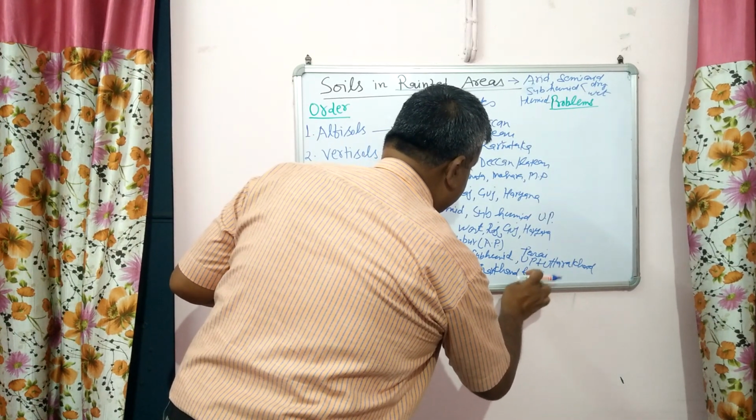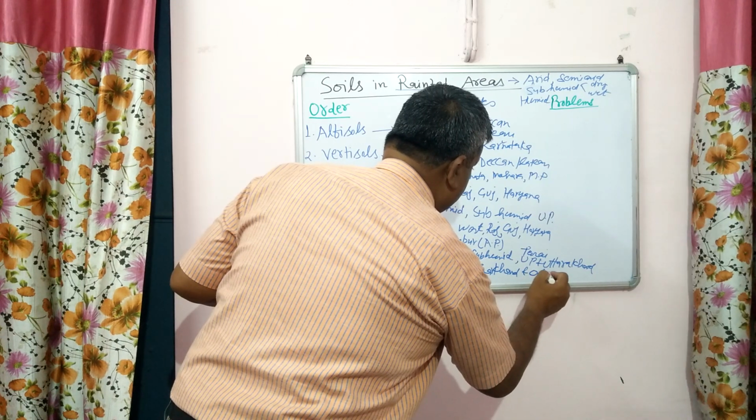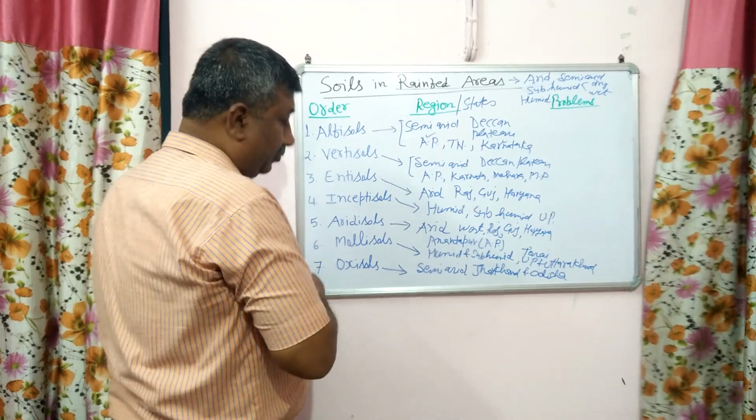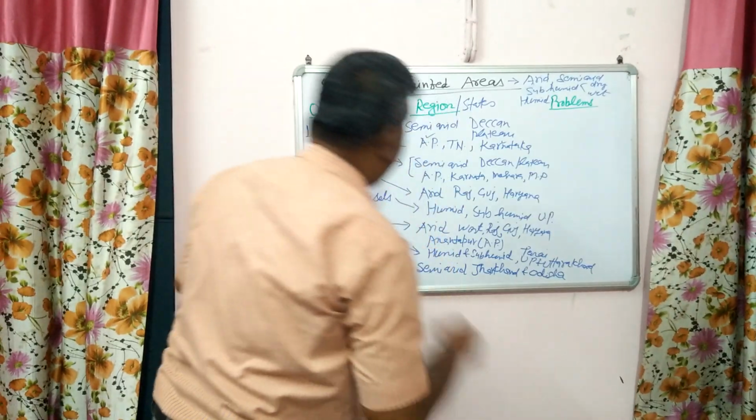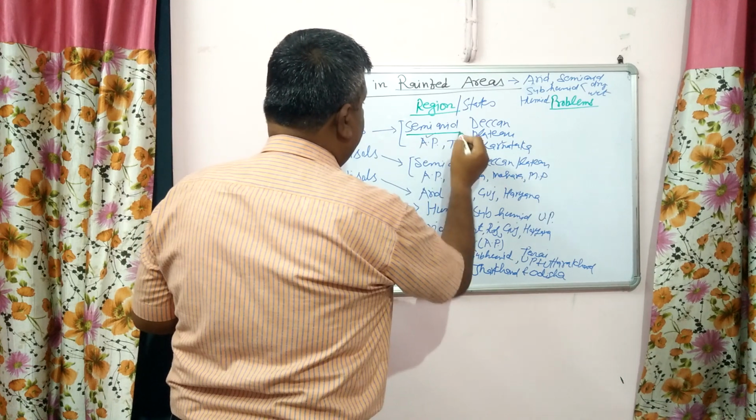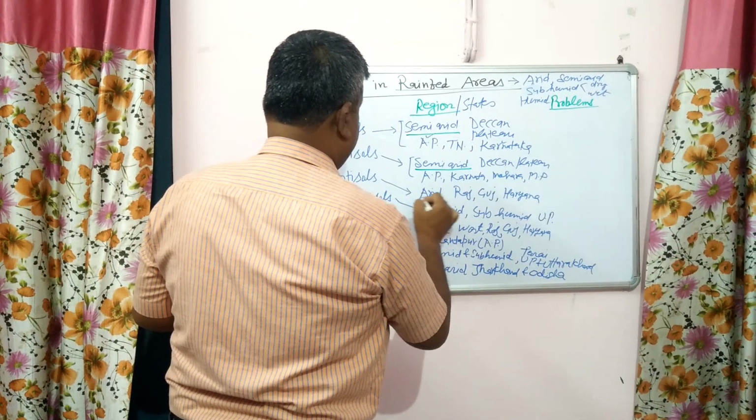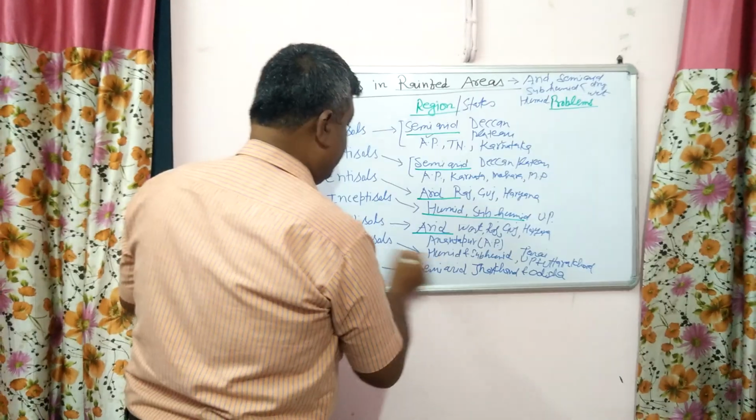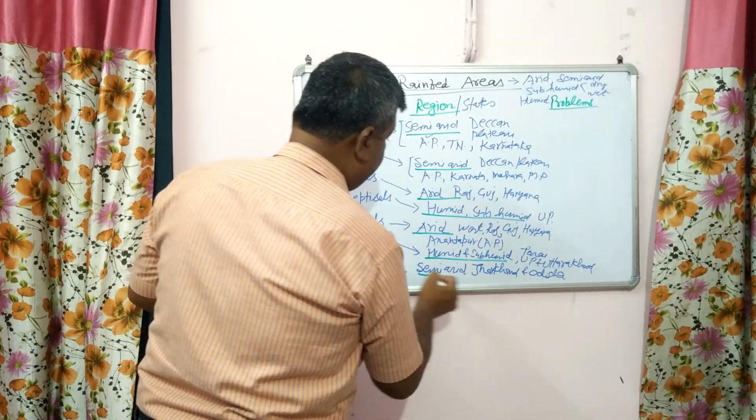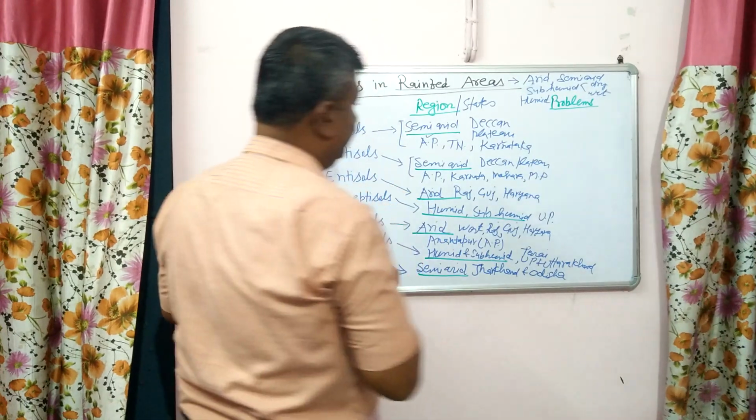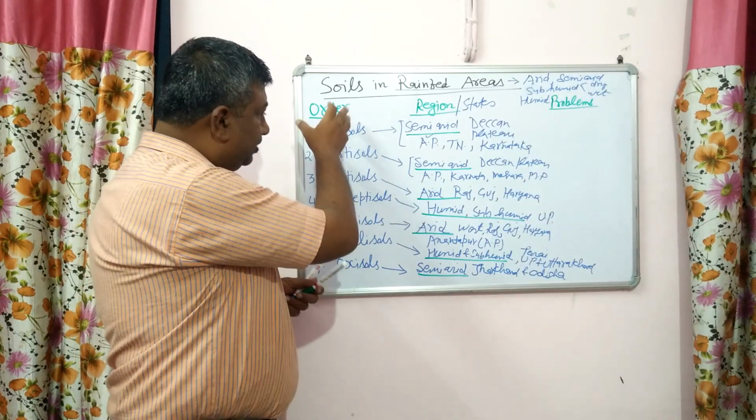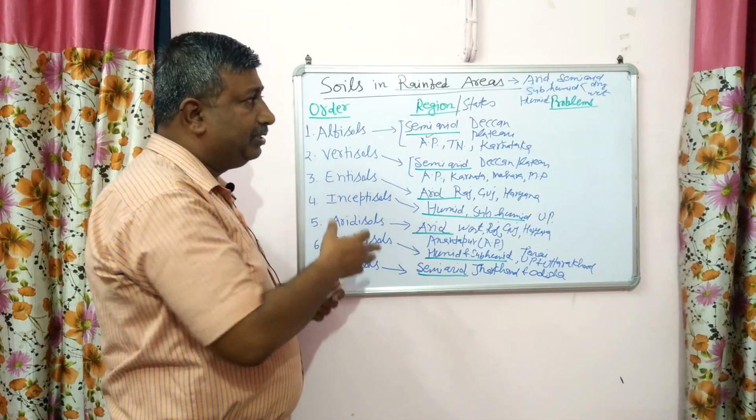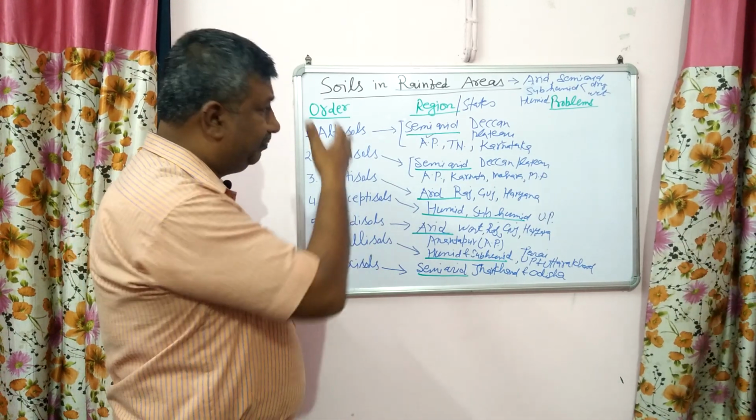For now it is Odisha. So these are the regions. So it is semi-arid, then this is arid, inceptisol humid subhumid, aridisol arid, mollisols humid and subhumid, oxisols semi-arid, and these are the different states. So this order is based on the soil properties. They have different soil properties, so problems are different in these soils.